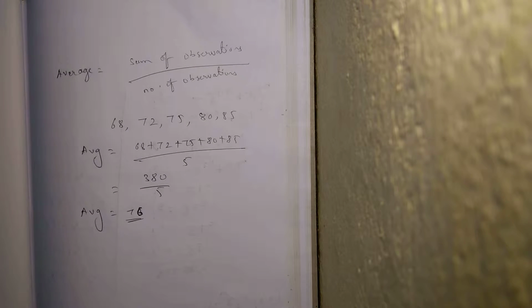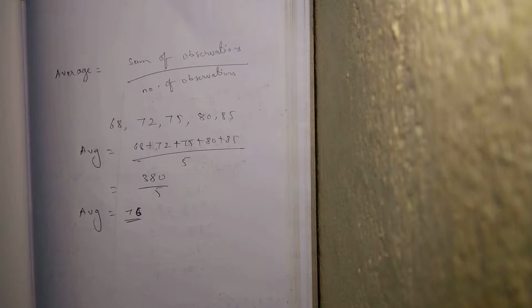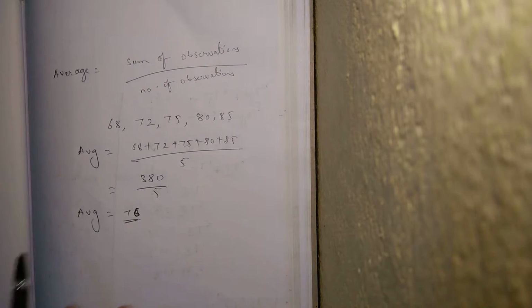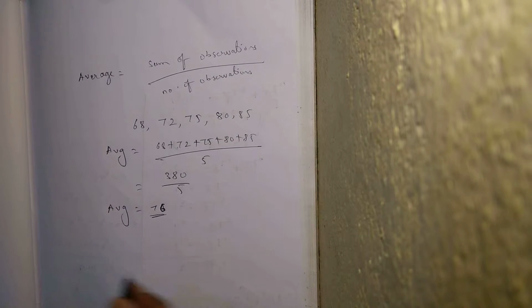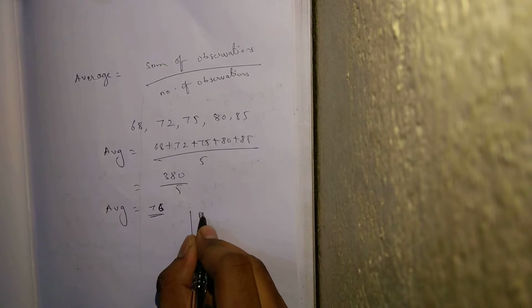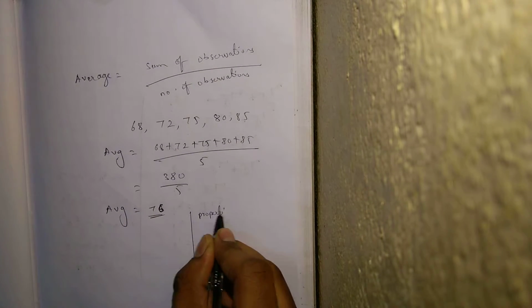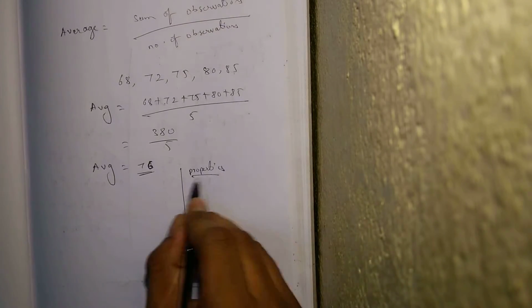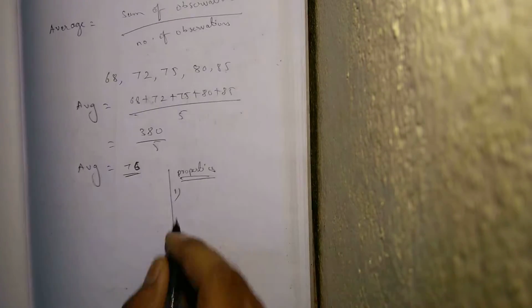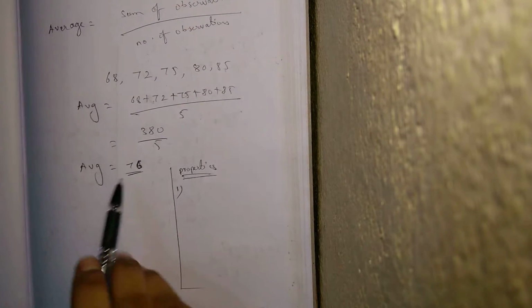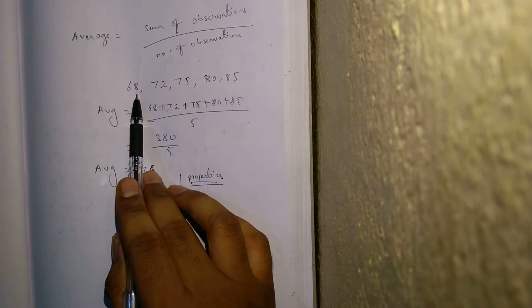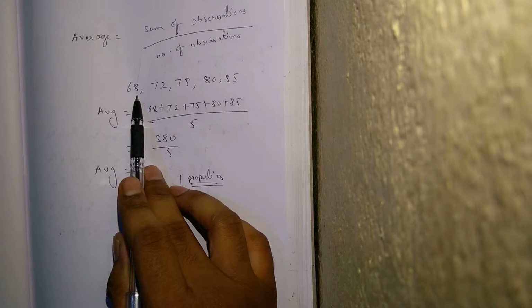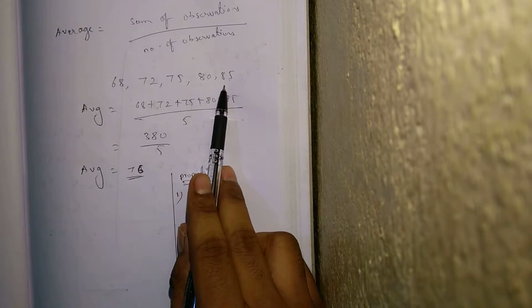There are some important properties you can obtain from these observations. I'm writing here properties of averages. See, the first property: out of these 5 subjects' marks, which is the least one? 68, right? The least mark is 68 and the greatest mark is 85.